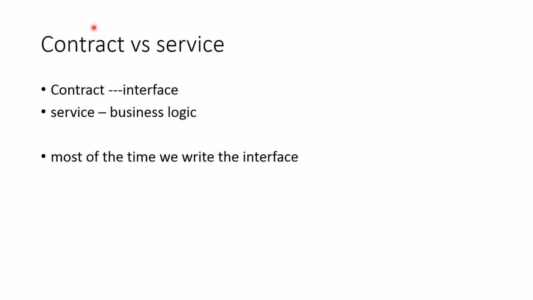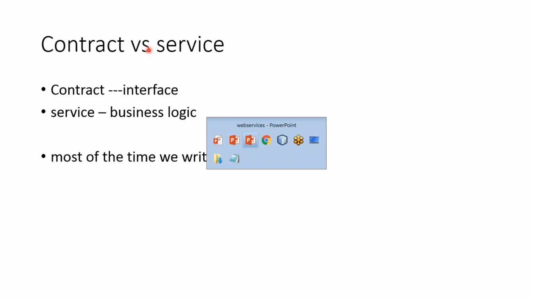Over here you've got something called contract versus service. Contract is your interface and service is the implementation of the contract. Most of the time we write the interface first, then we write the implementation for the service. So contract is the interface.